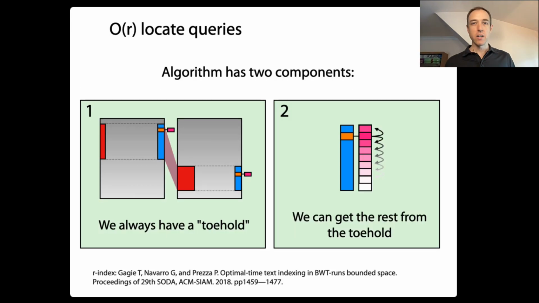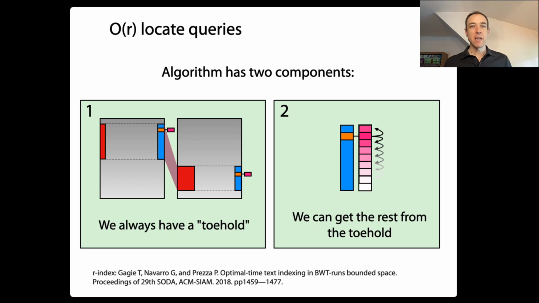So now let us get started. We are going to talk about the algorithm that achieves big O of r locate queries, and our algorithmic concept has two components. The first component is, during the backward search procedure, keeping a bit of extra side information that will be important to our query. Particularly, we're going to keep this thing called a toehold. Our ultimate goal is to know the suffix array entries for all our matches, but a toehold means we just know the suffix array entry for one of our matches so far. We just keep track of one.